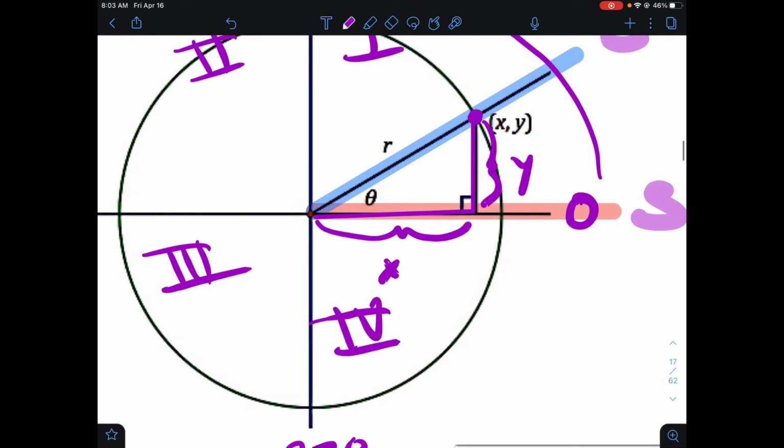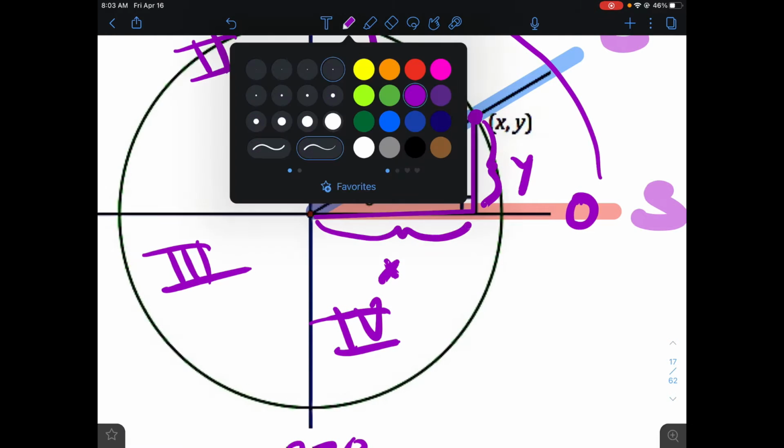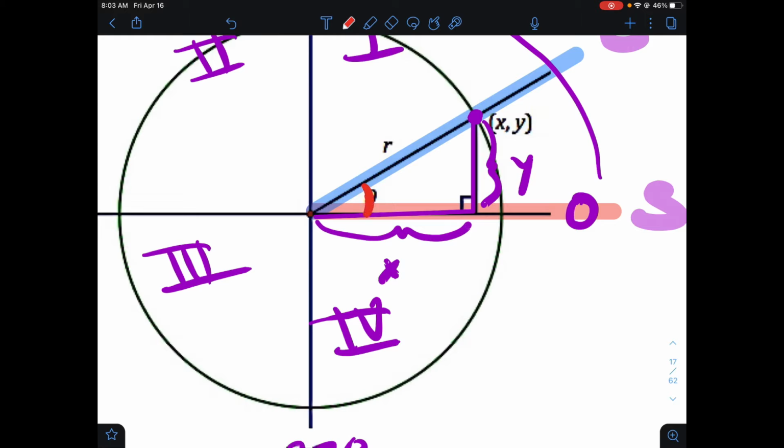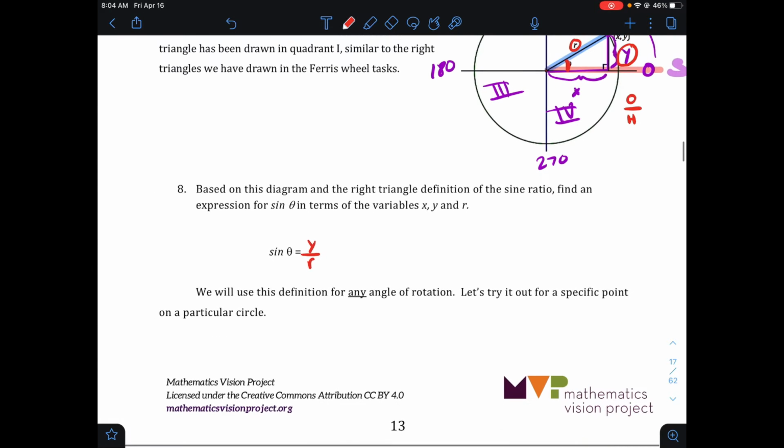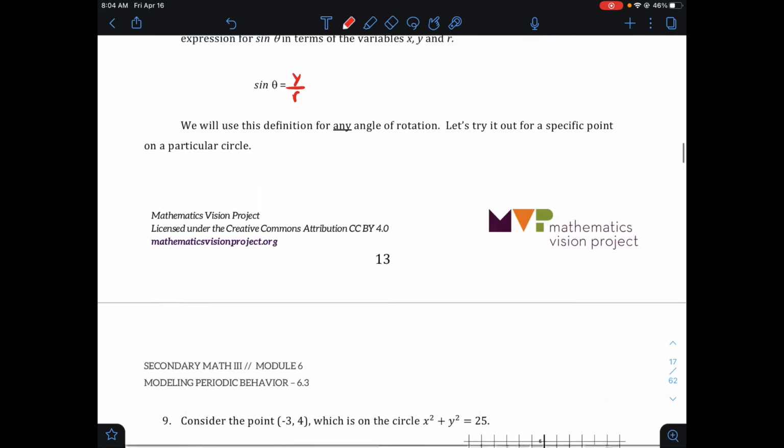Okay, so if we're trying to find sine of this value, we know that sine is opposite over hypotenuse, right? Well, our opposite side is y, and our hypotenuse is r. So it's going to be y over r. All right, we will use this definition for any angle of rotation. Let's try it out for a specific point on a particular circle.